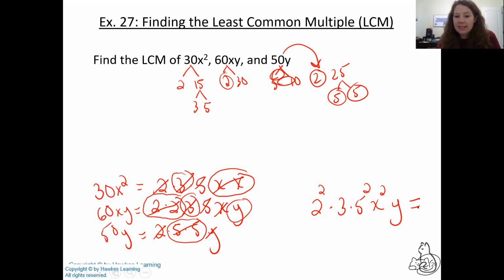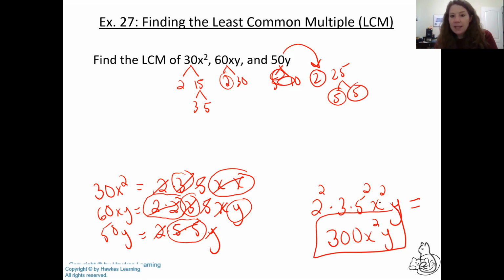So let's simplify this. We have 2 squared times 3 times 5 squared equals 300, and then 300 times x squared times y. And that is my final answer. That's the smallest number that all 3 of these terms up here would go into.